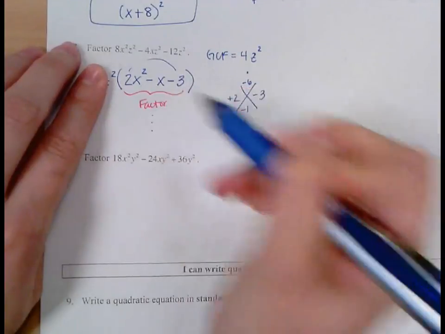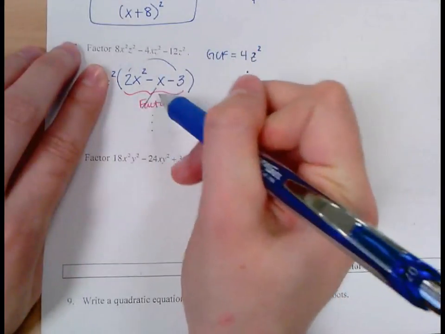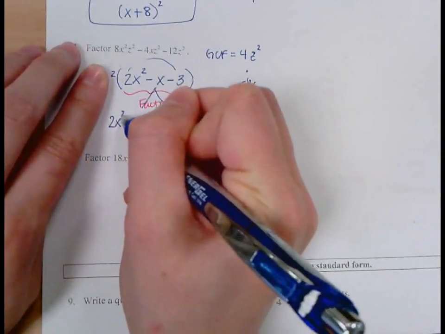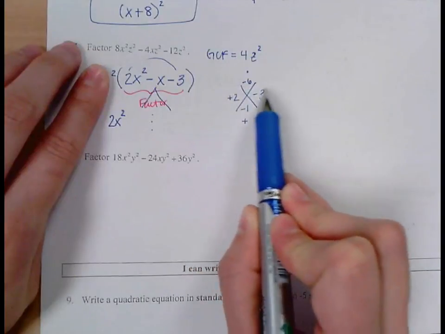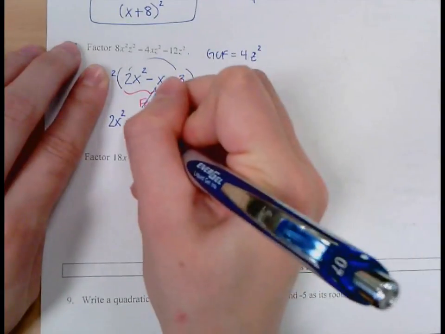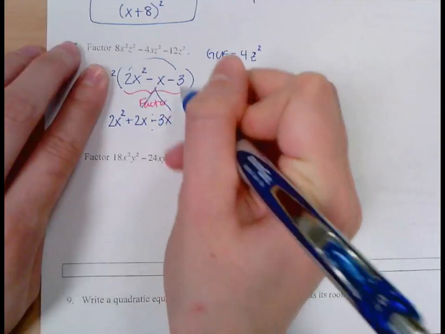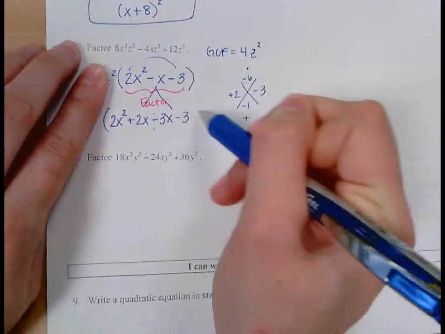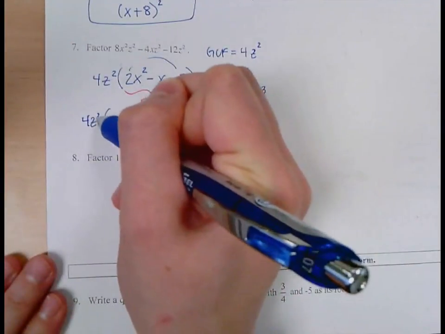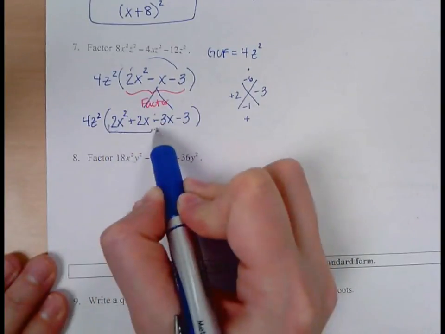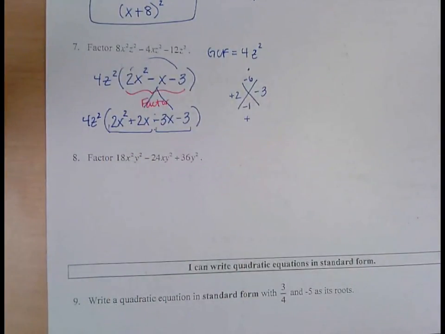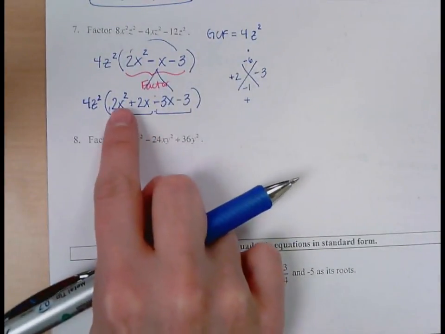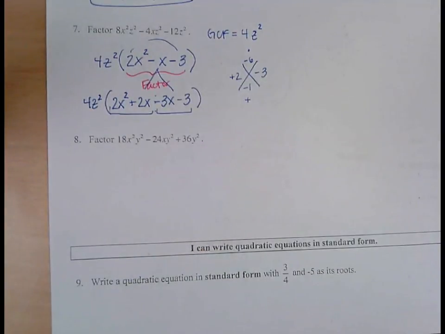So from here, either you guess and check, or you can go to splitting the middle term because your a value isn't 1. So I'd keep the 2x squared, and now I use the two values from my diamond, the +2 and -3. So I'd have plus 2x minus 3x, and then I still keep the last term of -3. And then I still have the 4z squared in front. And then this I factor by grouping. We'll go ahead and just finish this one. I think we'll be fine. We'll just skip number 8. So again, the GCF in front just kind of hanging out. That's part of your answer.